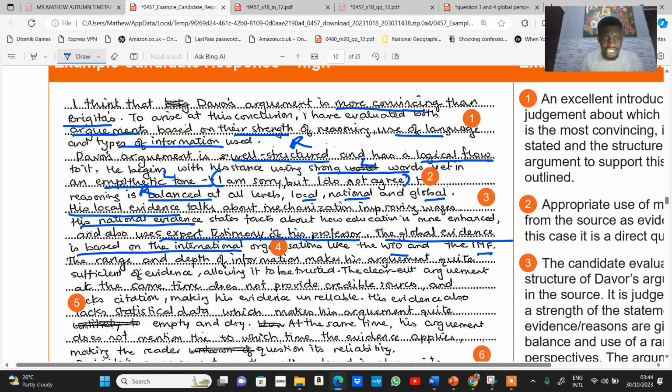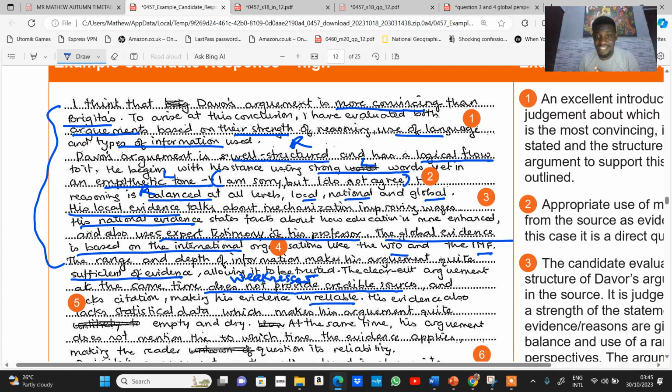Now, she said the range and depth of information makes his argument quite sufficient in evidence, allowing it to be trusted. At the same time, the clear-cut argument does not provide a credible source. So you see, from here, she has now switched to the what? Weakness. After speaking about the strength, she says no credible source and lack of citation, making his evidence unreliable.